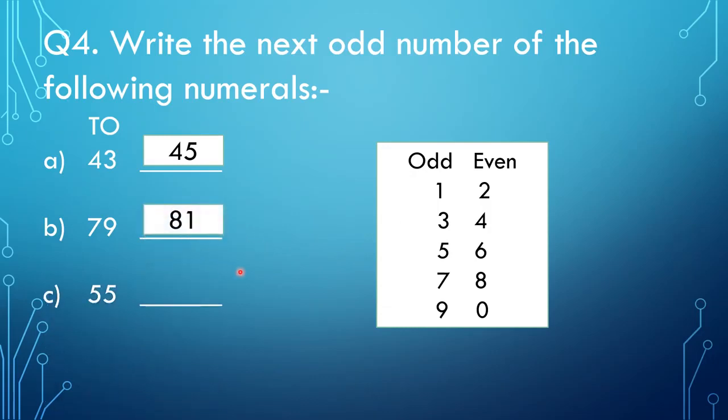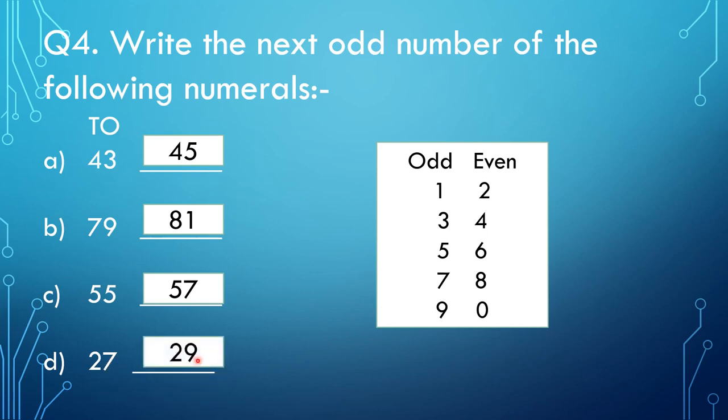Now in C part 55. So here at ones place 5 is there. So after 5 which number comes in odd number? That is 7. So 55 के बाद हम 56 को leave कर देंगे and write 57 here. Now in D part 27. So after 7 which number comes? That is 9. So ones place पे हमारा 9 होना चाहिए. That is leave 28 and write here 29. So you can see that when there is odd number given and we have to write again odd number, we will leave one number and write the next one. Okay.